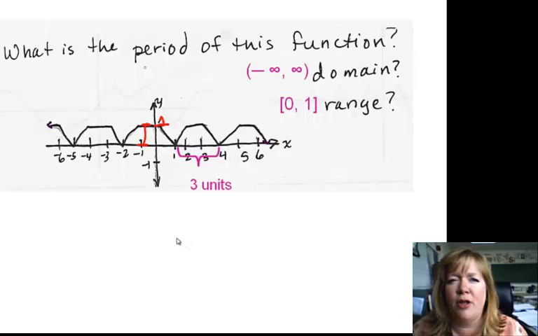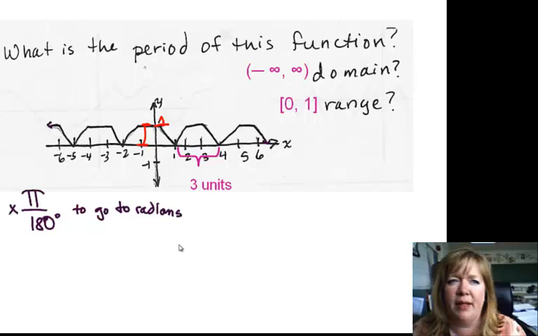But on the work for today, after you do these notes, you should be able to do the page that's on the back of it. And just to refresh your memory from Unit capital B, you multiply by pi over 180 to go to radians. And then you multiply by 180 degrees over pi to convert from radians to degrees. You're going to need to know that for the homework.